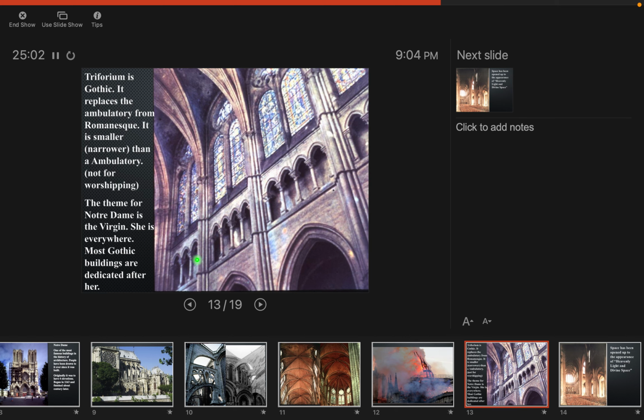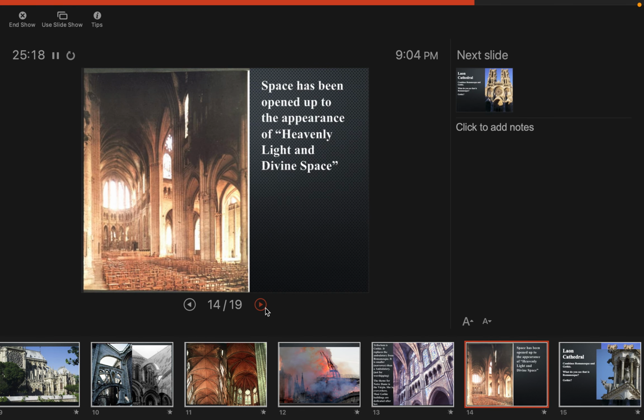Okay? So the theme of Notre Dame is the Virgin. She is everywhere in most Gothic buildings. They were dedicated to her, the Virgin being the Virgin Mary. Within these cathedrals, space has really been opened up. So we have windows, and the appearance of heavenly light and divine space is met within the atmosphere of being inside a cathedral.